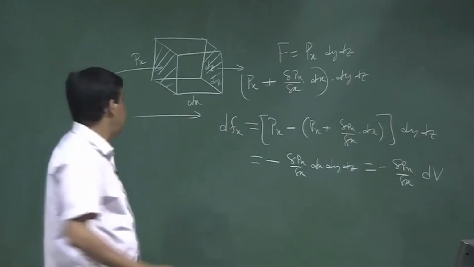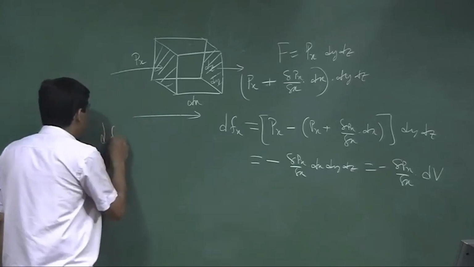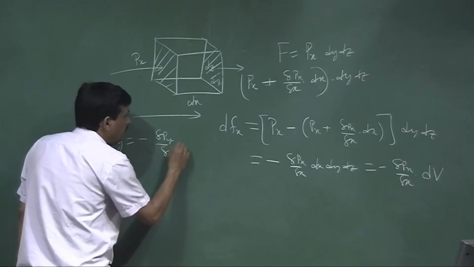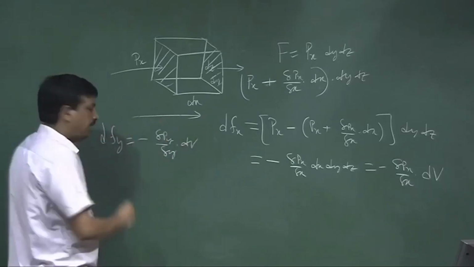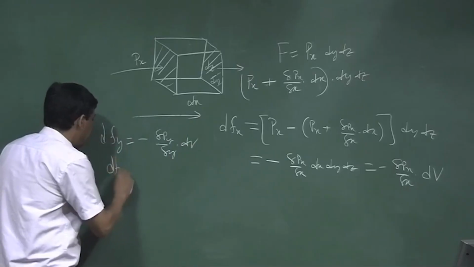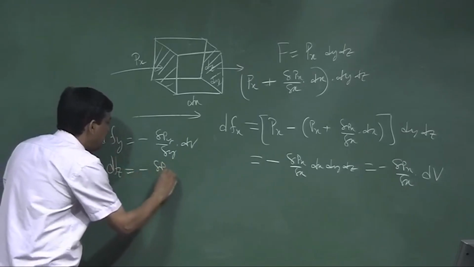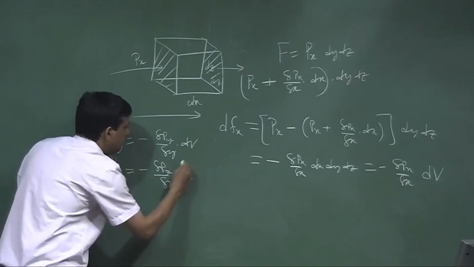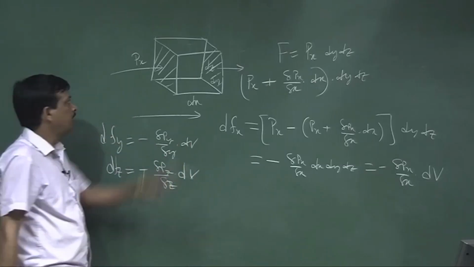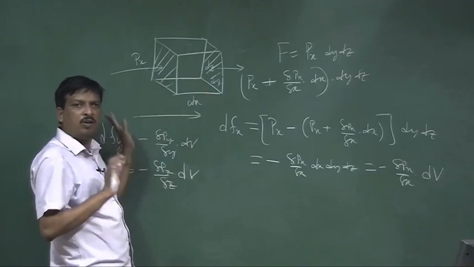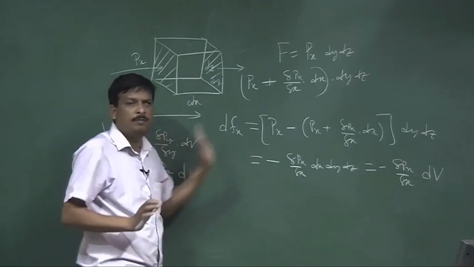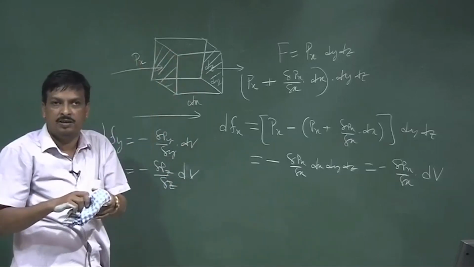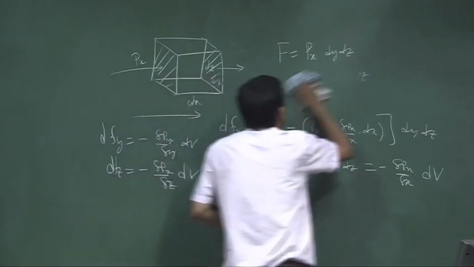Similarly, I can get dFy equal to minus del Py divided by del y into dV. And dFz is minus del Pz divided by del z into dV. Similarly, we get it in all directions. So, the total force acting on this volume in all three directions will be the summation of those things.